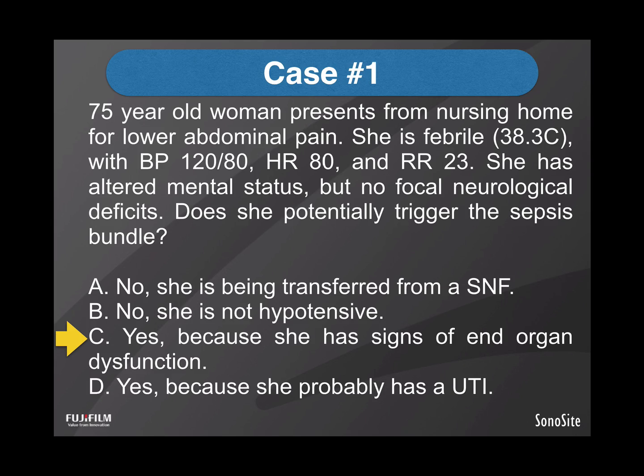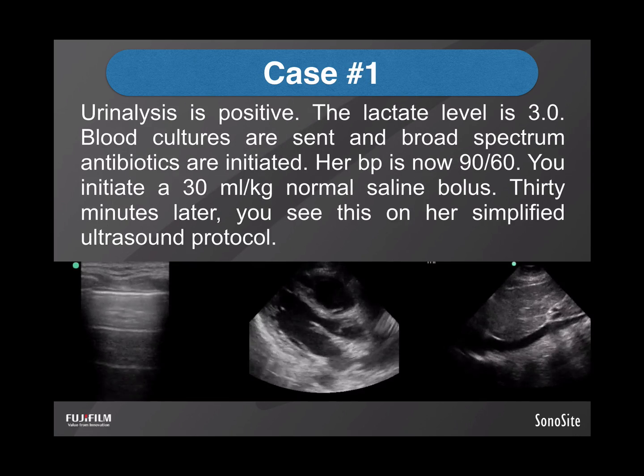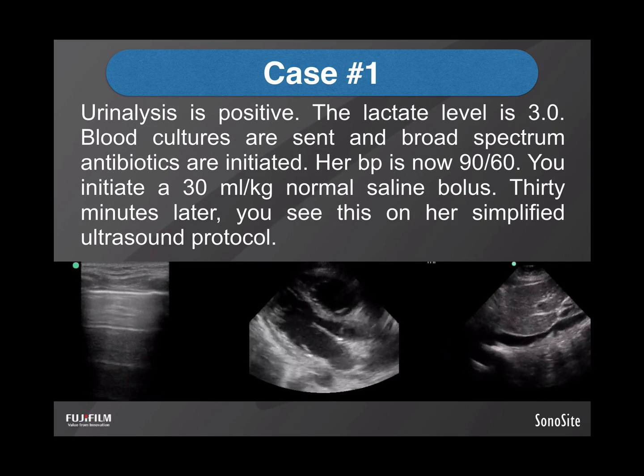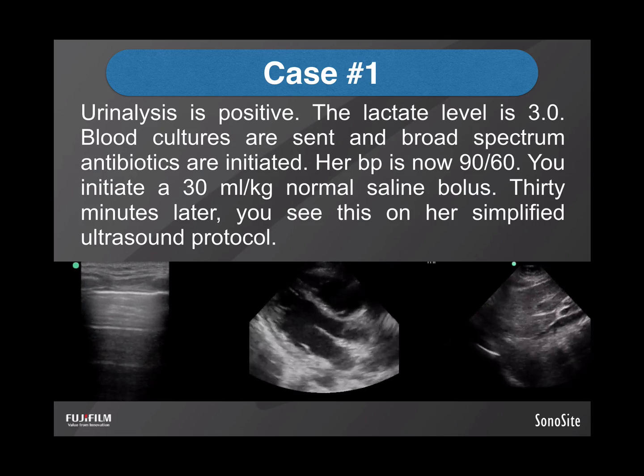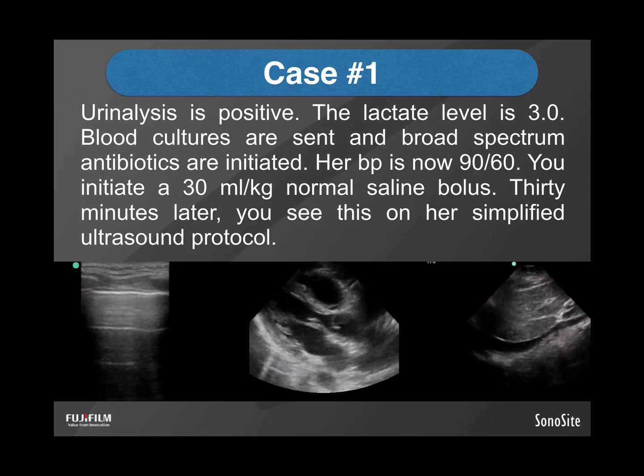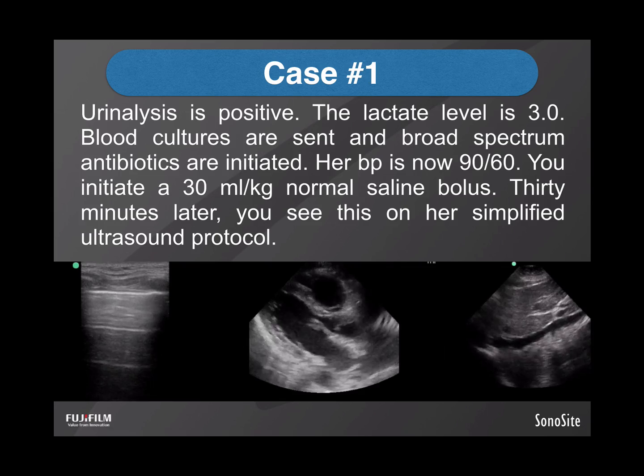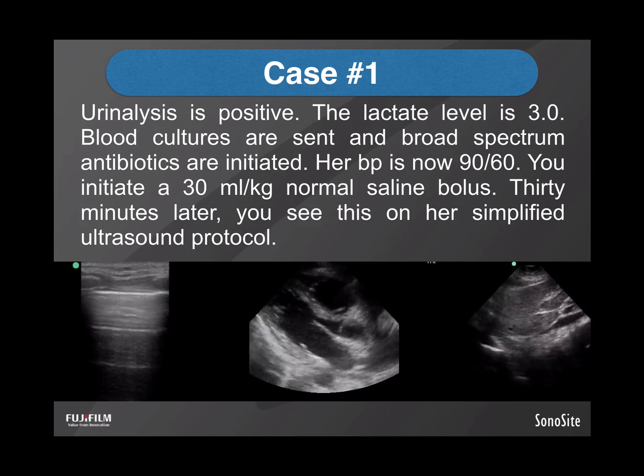B is also incorrect because the sepsis bundle is triggered when patients have end organ dysfunction and not septic shock, and this is why C is correct. D is probably true too, but there are a lot of patients with pyelonephritis who have no end organ dysfunction that do not trigger the sepsis bundle. This is why the quick SOFA is so helpful in the ED. If patients have 2 out of the 3 of the criteria, hypotension, altered mental status, or tachypnea greater than 22, then it's a predictor of end organ dysfunction and sepsis.